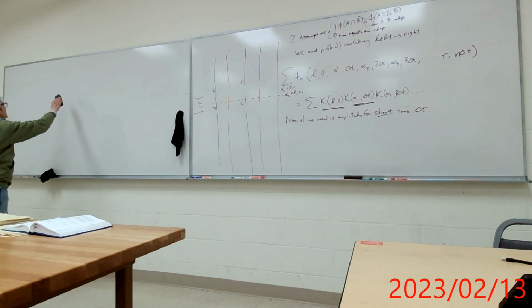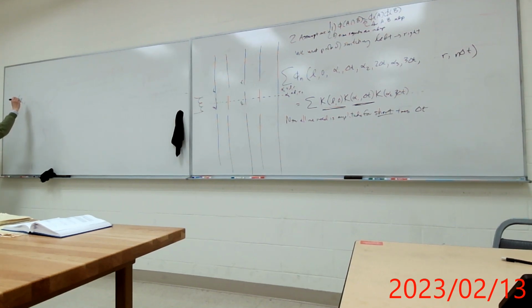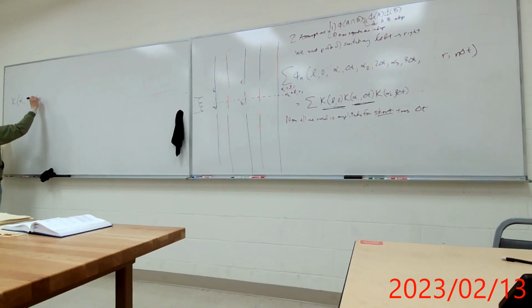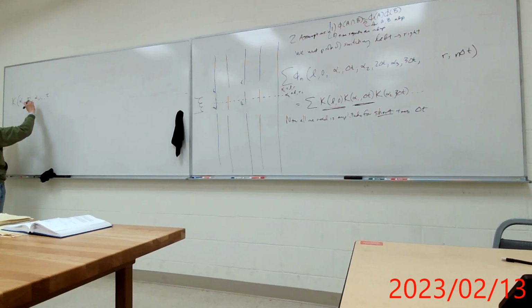I never seem to get it as clean as it is before I start futzing about it. Okay, so what do we want? We want K that goes from alpha sub i at time, let's call it tau i, to alpha i plus 1 at time tau, let's just call it tau plus delta t. So that's what I want.